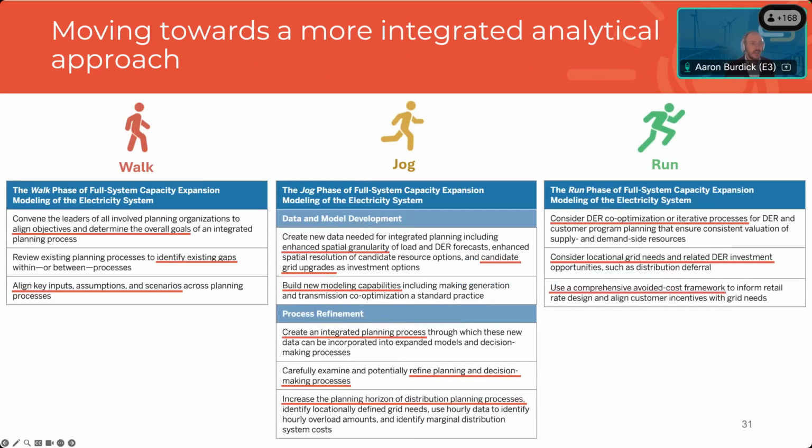And then lastly, we have this walk, jog, run. So I won't go into all the detail here. You can read this in the paper, but again, this walk phase is really about identifying gaps, starting to align some of the scenarios. The jog phase is really about developing the new data that's required for integrated optimization, and building new modeling capabilities as well as process refinement. And then the run phase is where you get into some of the more novel types of co-optimization approaches and iterative loops that we talked about earlier.